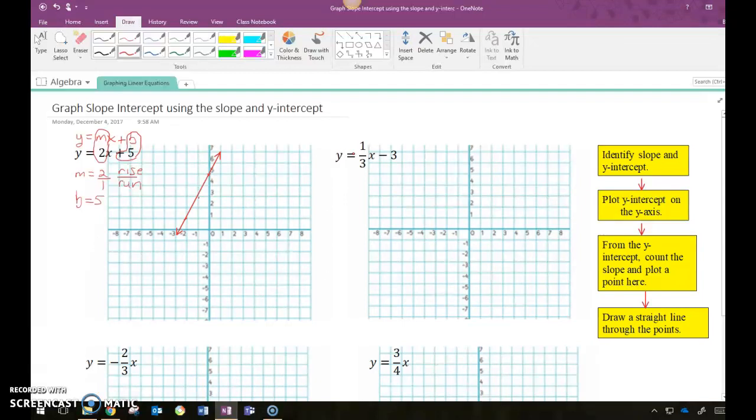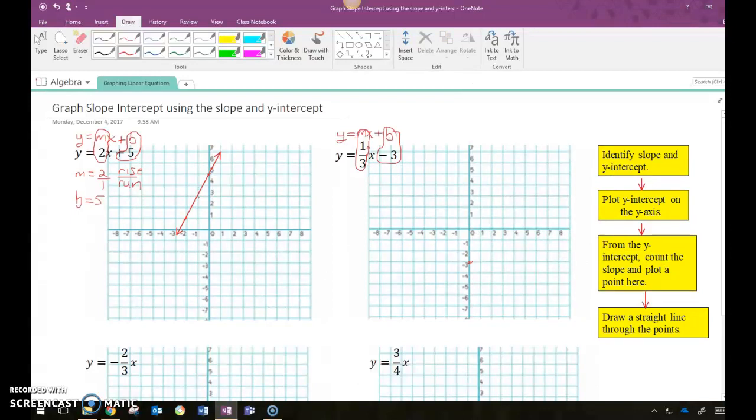Okay, let's move on to our second example. y equals 1/3 x minus 3. Again, I'm going to write slope-intercept form right above the equation. And I'm just going to circle my slope and circle my y-intercept. Now be sure to get that sign in front of the y-intercept because that 3 is actually a -3. So again, I'll plot my y-intercept first. My y-intercept happens to be -3. So I'll come down here to -3 and put a point.